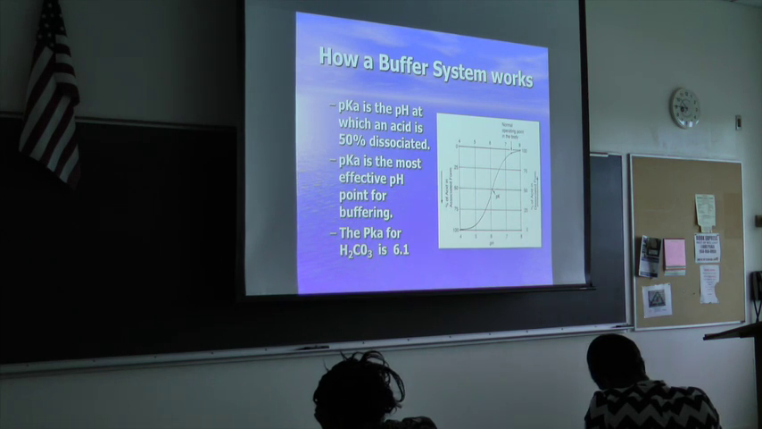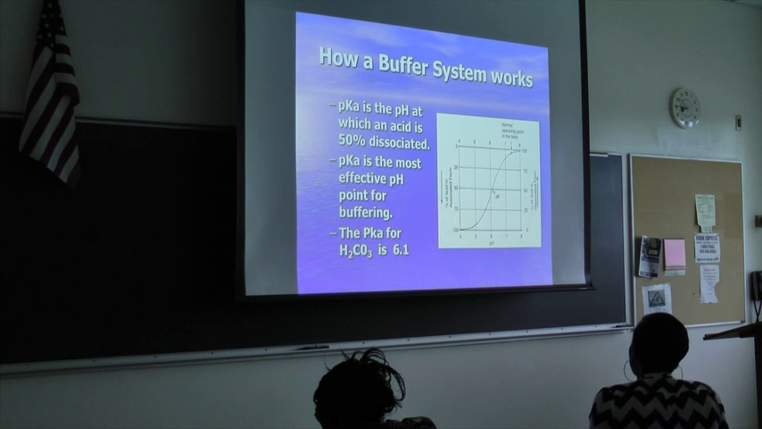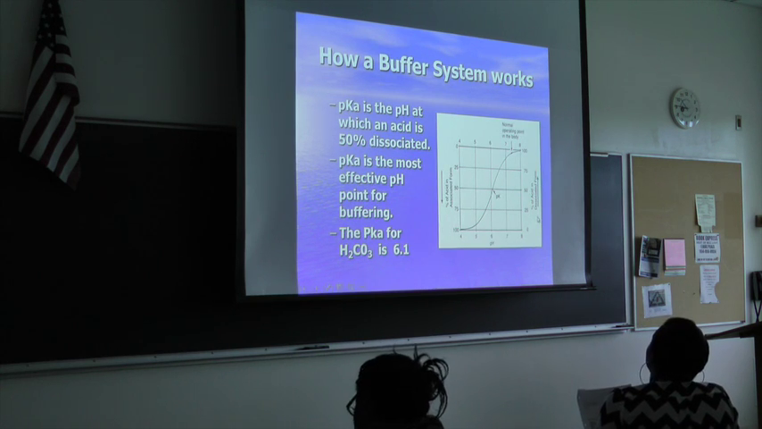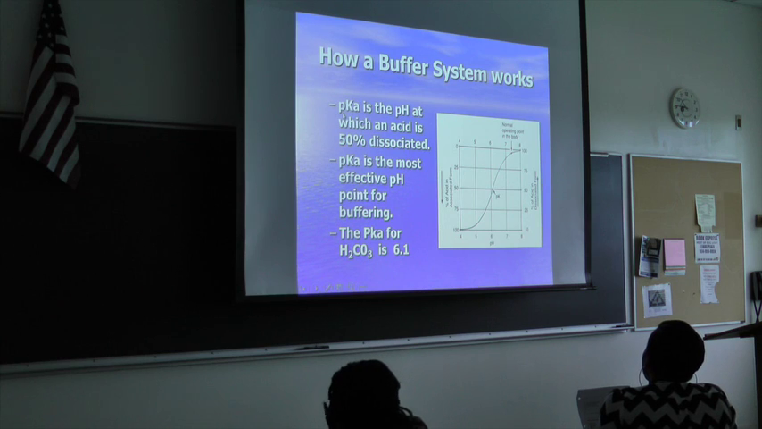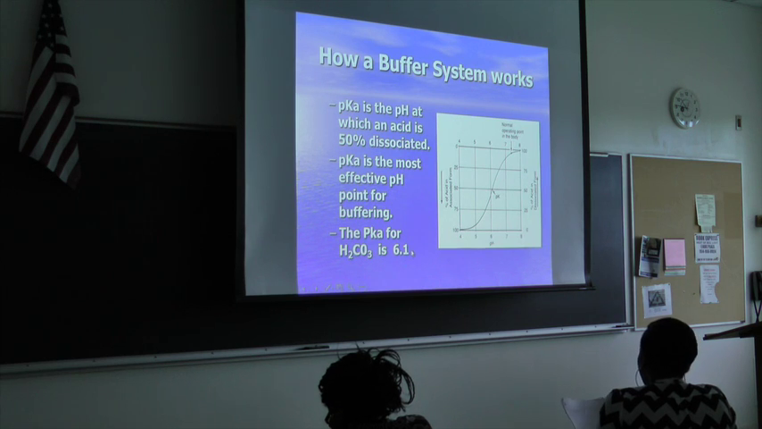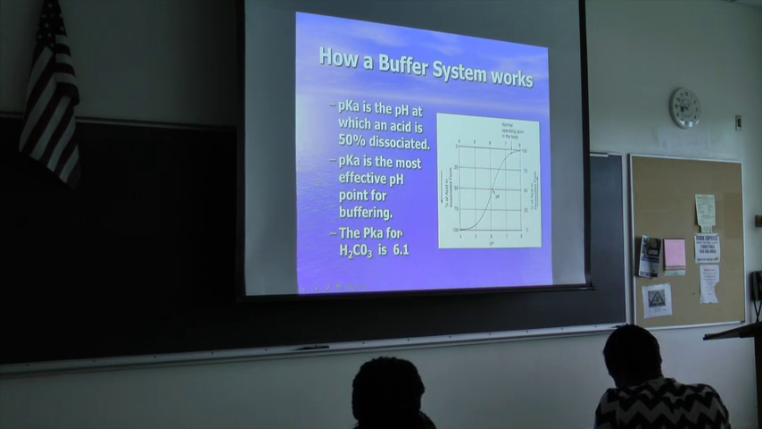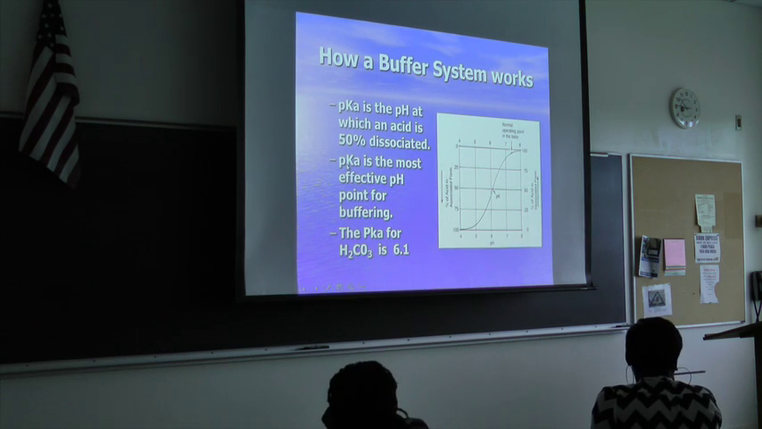So getting into the buffer system of the body, there's a formula that I use. And this explains a little bit about how the formula comes about. Talks about pK. The pKa is the pH at which an acid is 50% dissociated. pKa is the most effective pH point for buffering. The pKa for carbonic acid is 6.1. This is not something where I'm going to say, in a short essay, explain pKa. We're just going somewhere with this.